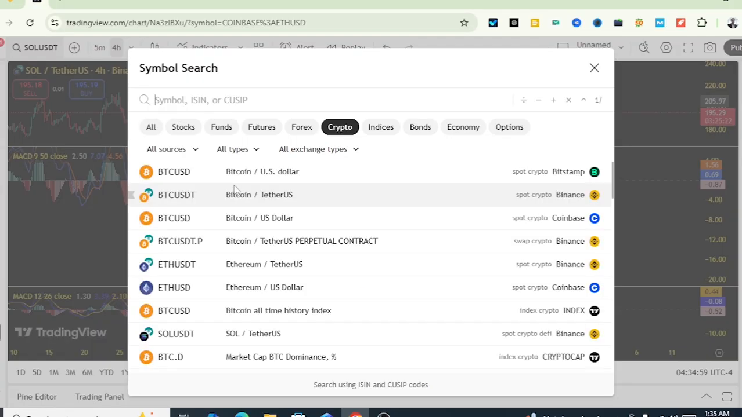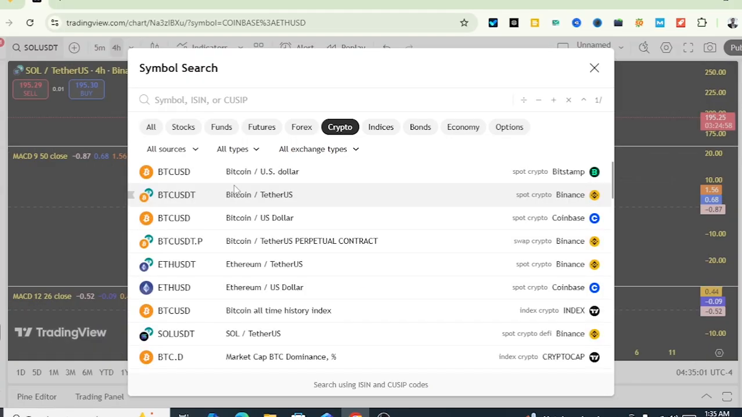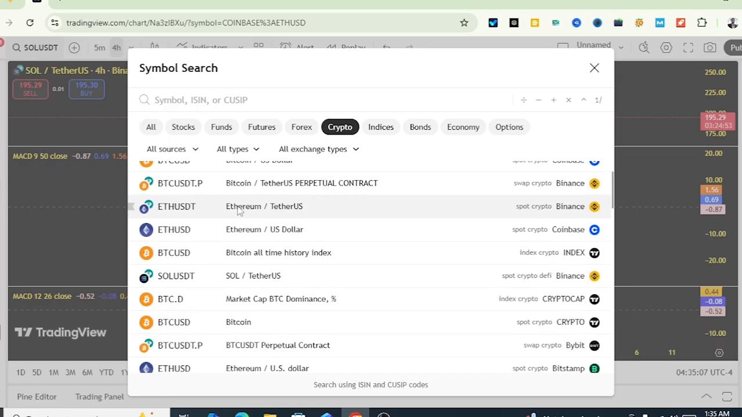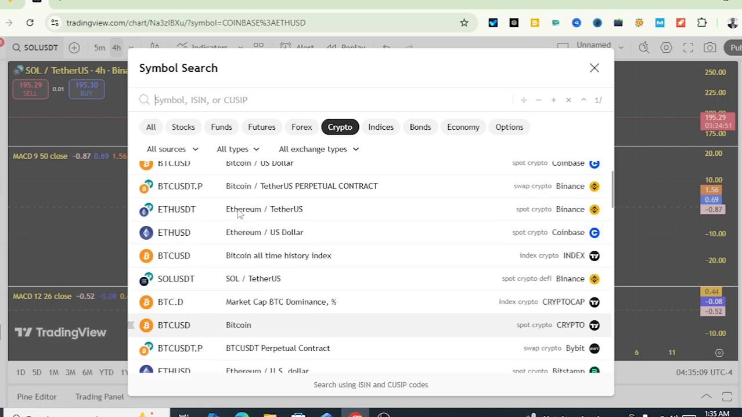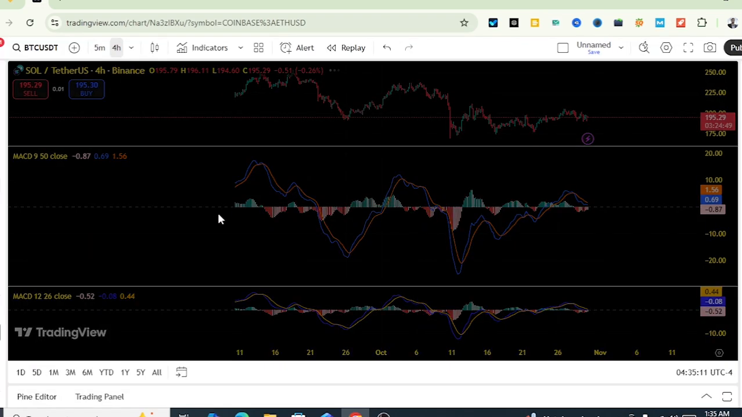RSI stands for relative strength index. It measures how strong or weak the market is based on recent price movement. It helps traders spot possible reversals. So you can see we are on TradingView.